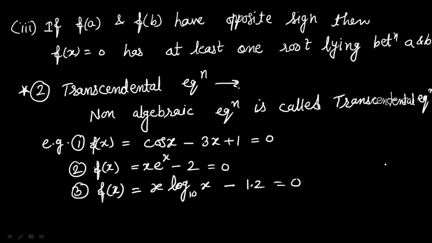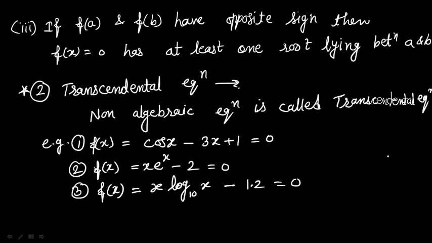Now third condition, if f of a and f of b have opposite sign, then f of x equal to 0 has at least one root lying between a and b. That means f of a and f of b have opposite quadrants. It crosses the x-axis whenever its value is f of x equal to 0. That means at least one root lies between a and b. This is the algebraic equation in this equation number 1 form.